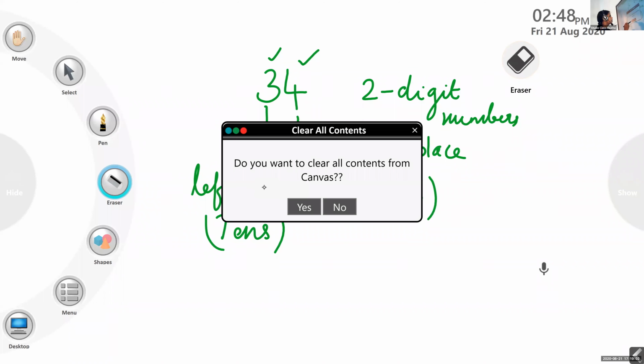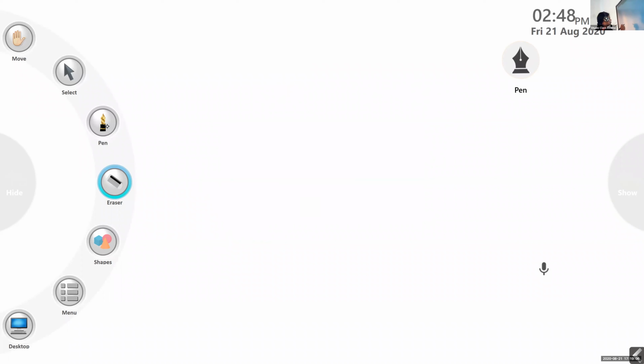Okay. Now, let me ask another number. We have the number 65. Ritik Sunil, what is the place of 5? Is it ones or tens? Ones. Very good. The place of 5 is ones.